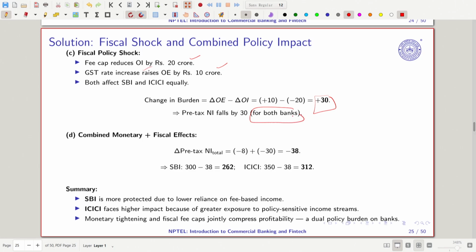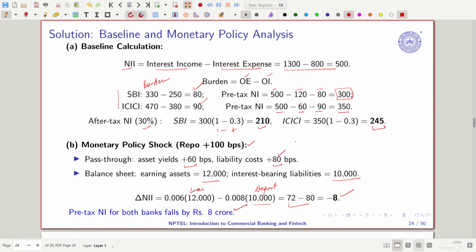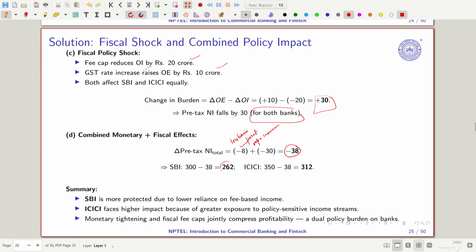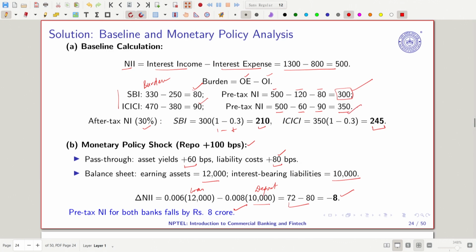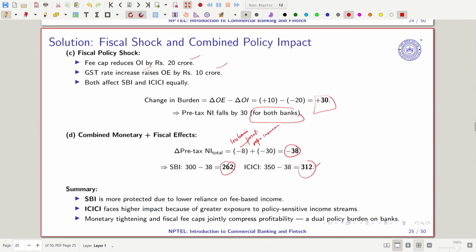If you want to see the combined effect of monetary and fiscal, you can see that 8 because of the monetary policy, 100 basis point repo increase, and 30 because of the non-interest income and expense. So it is leading to 38. If you subtract it from 300, the pre-tax net income, 300 minus 38, you get 262, and ICICI will get 312 because it has the higher base of 350. So 350 minus 38 gives 312 crores.